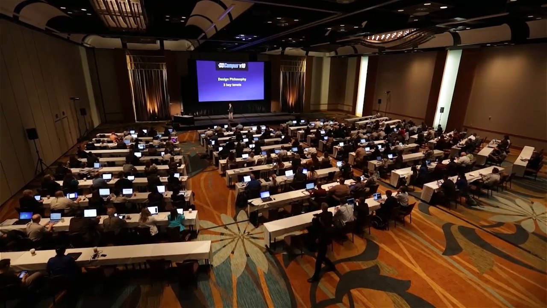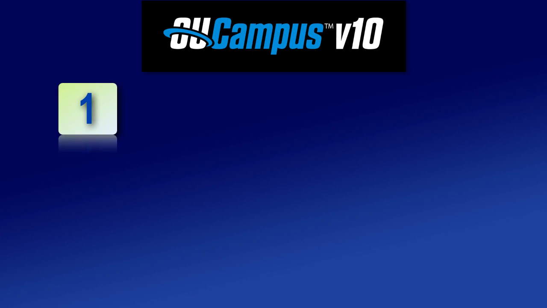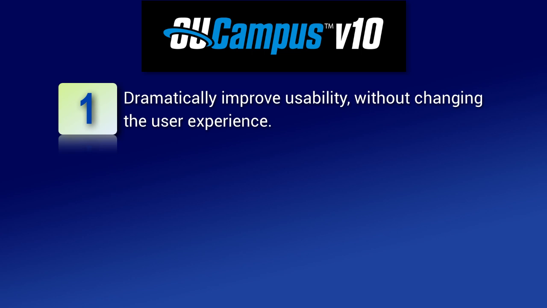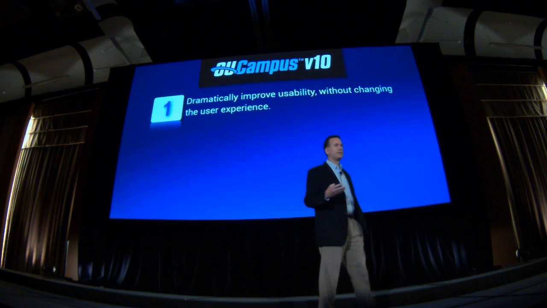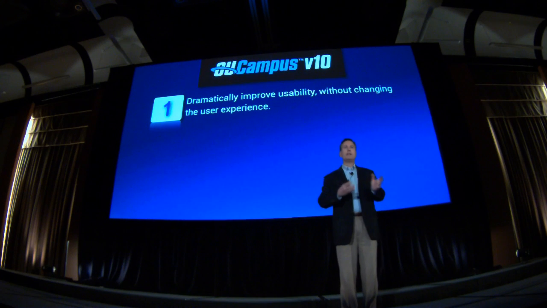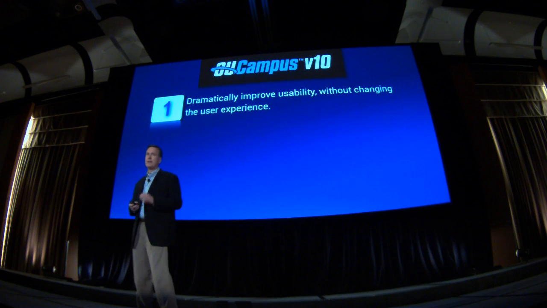We stuck with 3 key tenets that we built into our entire design process, and we stuck to throughout all of it. The first is that we wanted to dramatically improve usability without changing the user experience. This was key, and we've heard this from you all for so many years as we've done upgrades and so forth. You want us to iterate, you want us to hold true to some of the things that you love about OU Campus. You don't want to have to retrain people. So we wanted to improve the usability dramatically without changing the user experience. And I think we've done that.